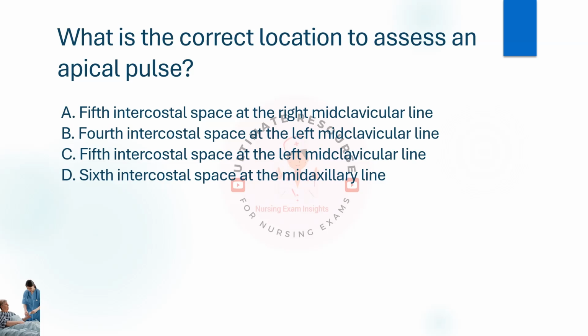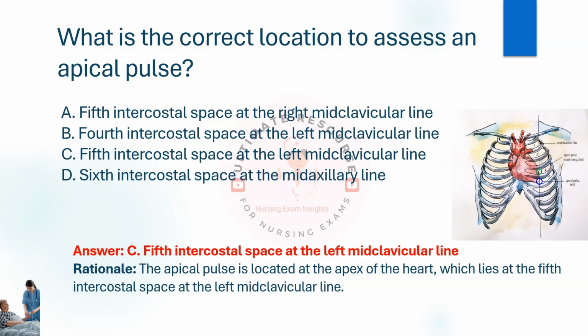What is the correct location to assess an apical pulse? Options are A. Fifth intercostal space at the right mid-clavicular line. B. Fourth intercostal space at the left mid-clavicular line. C. Fifth intercostal space at the left mid-clavicular line. D. Sixth intercostal space at the mid-axillary line. The answer is C. Fifth intercostal space at the left mid-clavicular line.